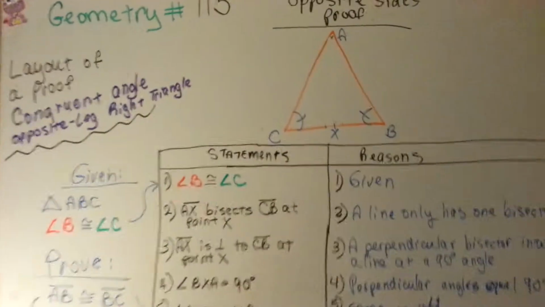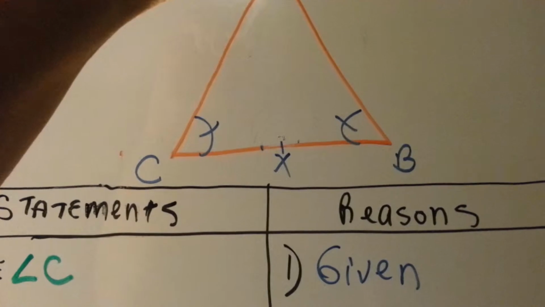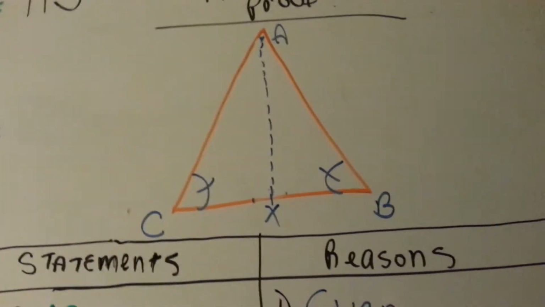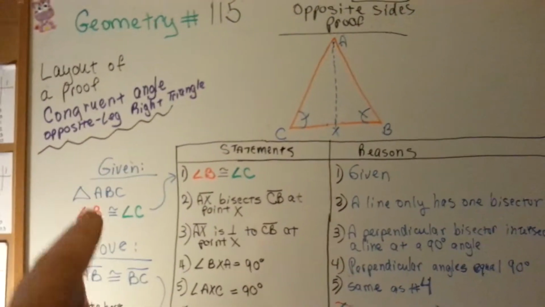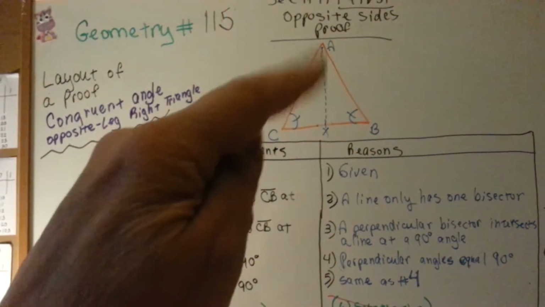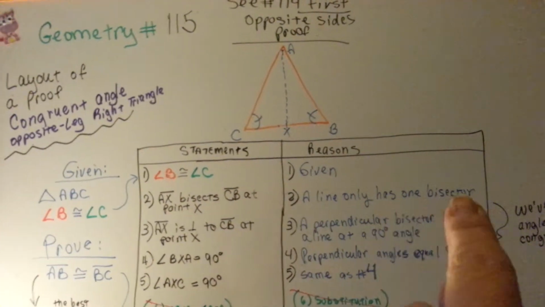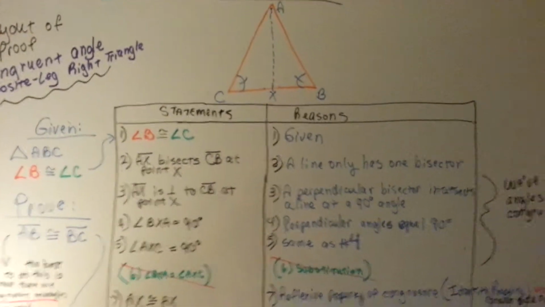So what can we do to this to make it a right triangle? We can bisect it. We can bisect CB at point X, which is also bisecting angle A, right? So now, because we've done that, we've got our given that this is congruent to this, but we can say that AX bisects CB at point X because a line only has one bisector, because it's at the midpoint. There's only one midpoint to a line, right?